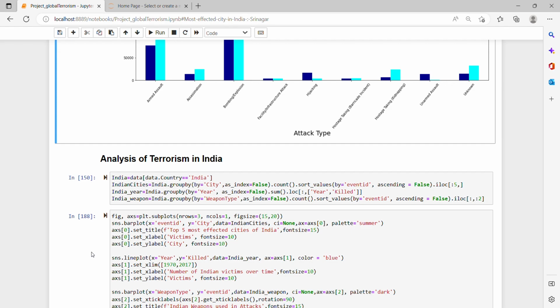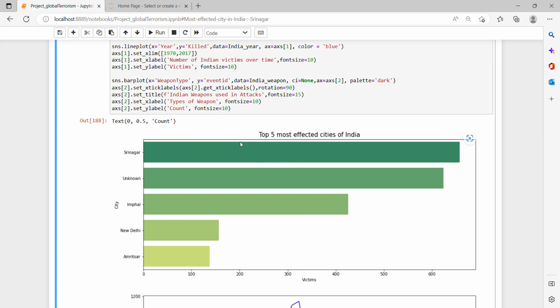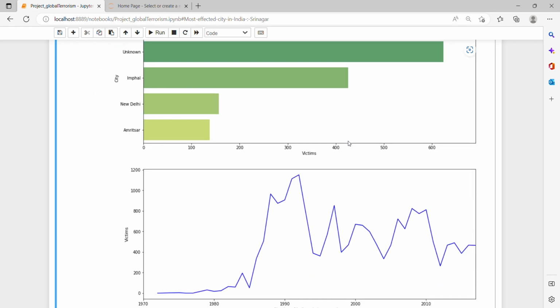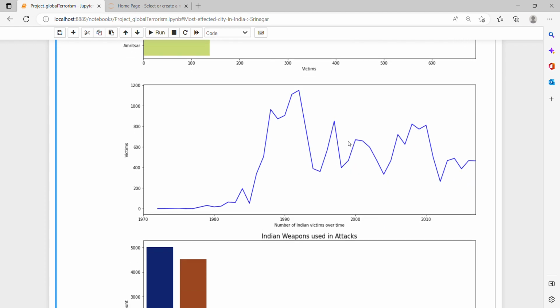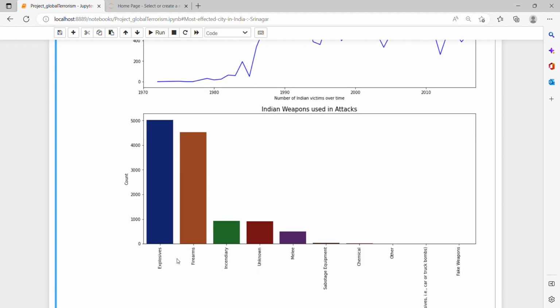Now, what I've done next is I have analyzed terrorism in India, in which we can see that the most affected city of India is Srinagar, where most of the terror attacks have occurred. Next, I have formed this graph in which we can see that the number of terrorist activities was maximum in 1990, and after that, in 2010 it also increased to a similar extent. Now I have derived this graph in which we can see that the major weapons used in terrorist activities in India are explosives and firearms.